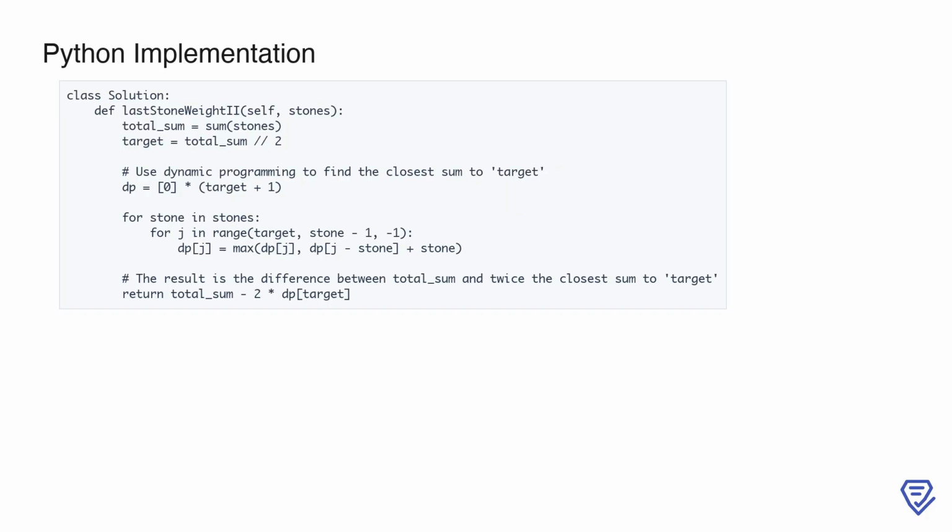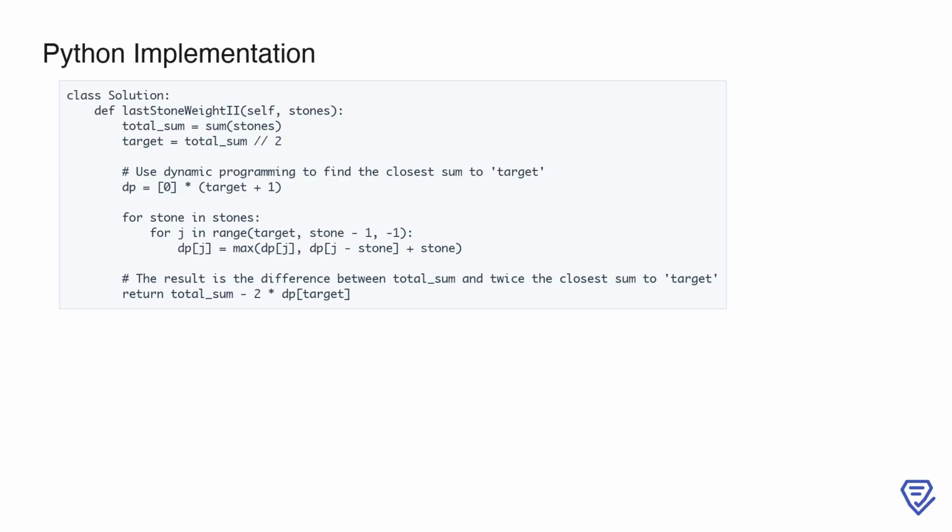The idea is to find the closest possible sum to the target using a subset of stones. The dynamic programming array DP is initialized to store the maximum weight achievable for each capacity up to the target. The outer loop iterates through each stone, and the inner loop iterates backward through possible capacities from the target down to the current stone's weight. This backward iteration ensures that each stone is only considered once.